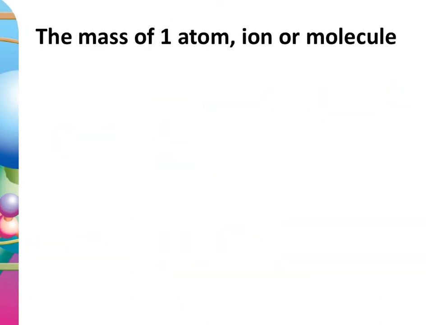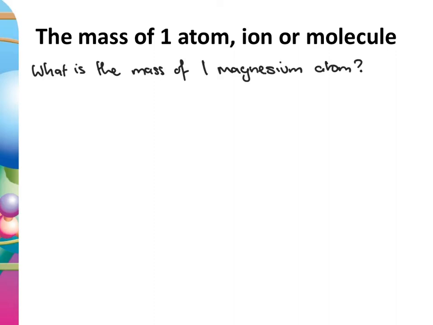Sometimes you have to work out what the mass of 1 atom, ion or molecule is. So we're going to look at two examples here. Let's start with what we definitely know. We definitely know that 1 mole of magnesium atoms has a mass of 24.3 grams.